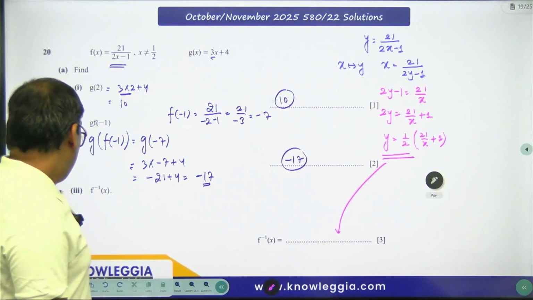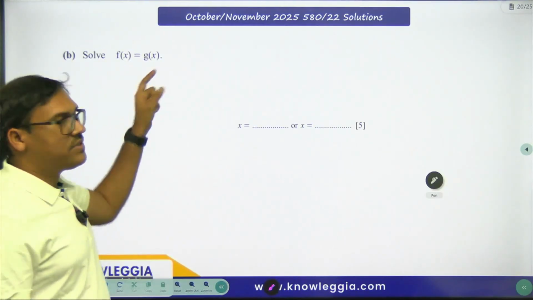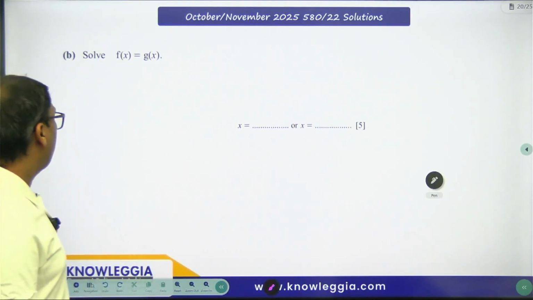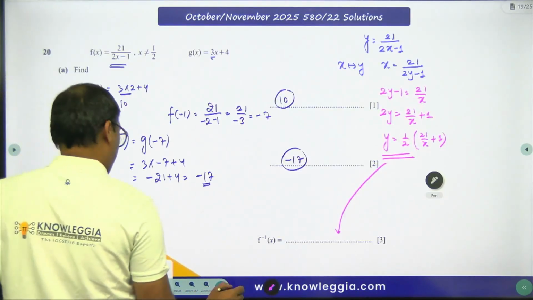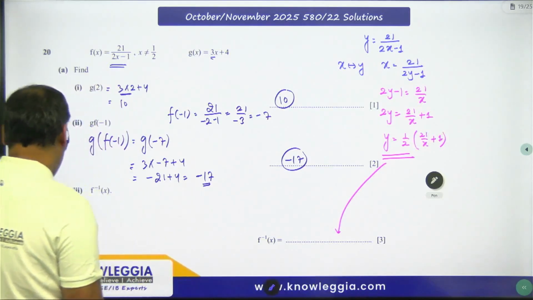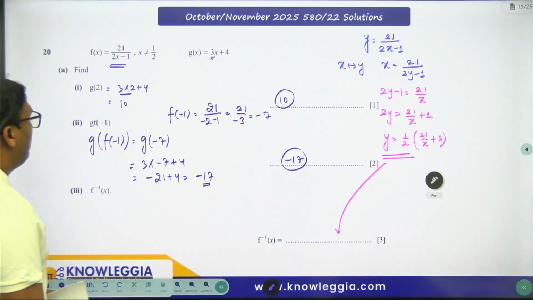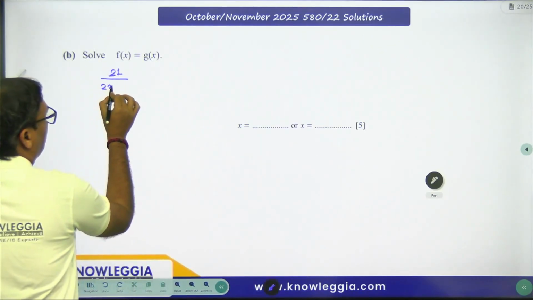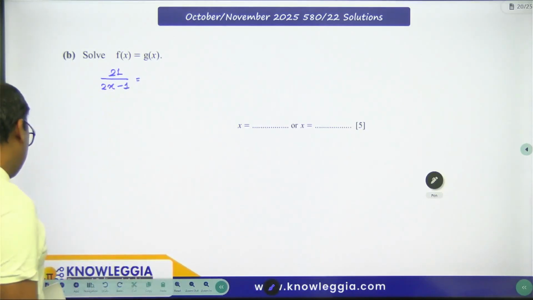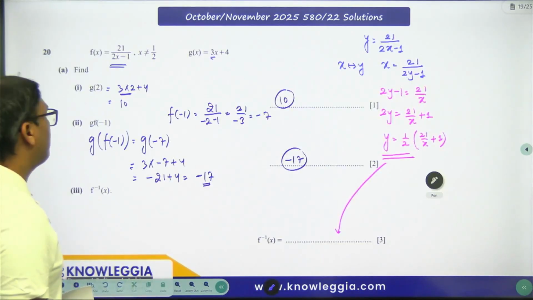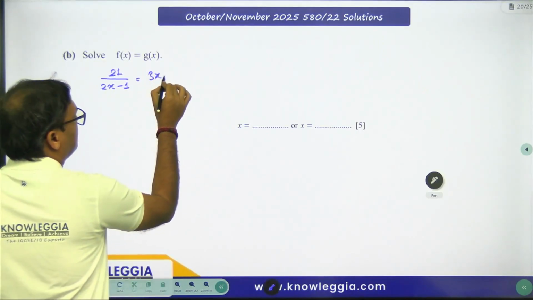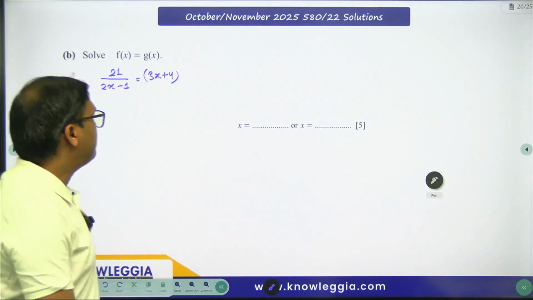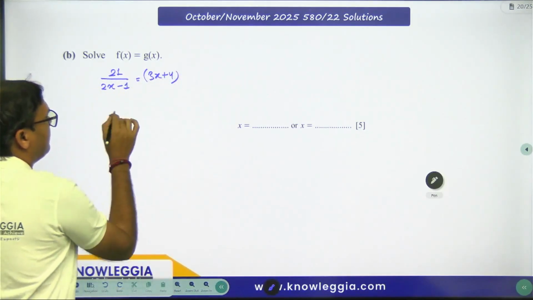Okay. Next move. Now you have to solve the next part, which is fx equal to gx. You have to solve fx equal to gx. Now what is fx? Let's write this. This is 21 upon 2x minus 1. 21 by 2x minus 1 should be equal to gx. What is gx? This is 3x plus 4. Right? Now, how will you solve this? So you can clearly see, you cross multiply this.